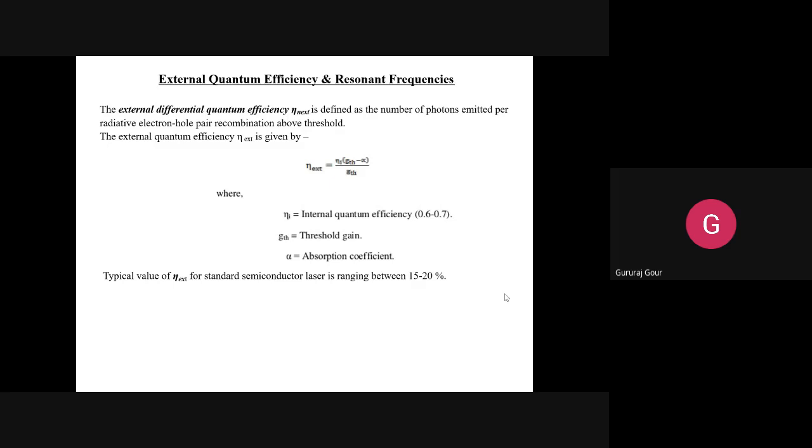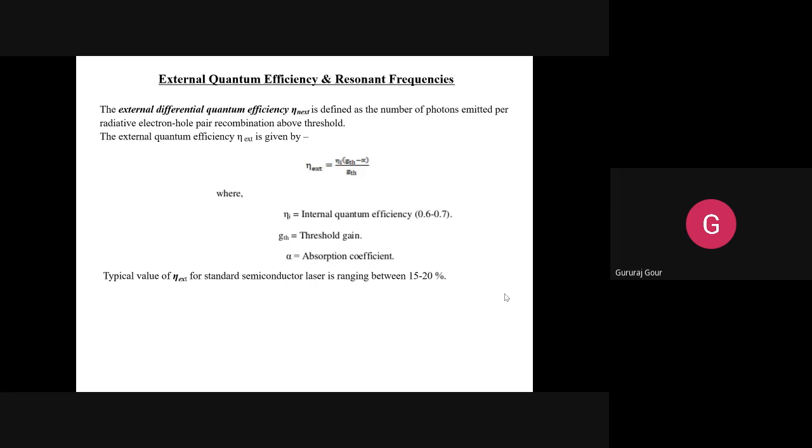Well, in the last class, we discussed the lasing condition. That is a threshold point where we can expect stimulated emission to start. Next, we can see what the external quantum efficiency could be. External means the number of photons we are getting out of the recombination, that is, out of how many electron hole recombinations are taking place, how many photons we are getting. That is the measure of external quantum efficiency.